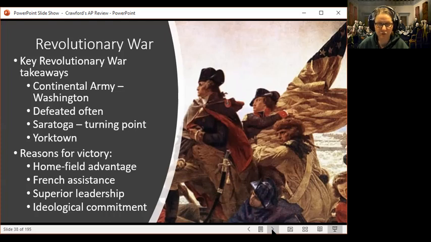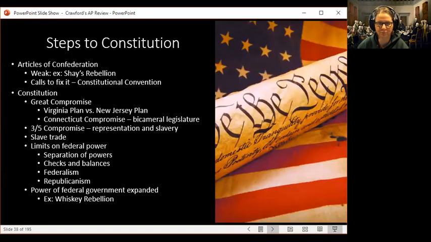Following the Battle of Saratoga, the French jump in and help us. George Washington is an amazing leader, and they have strong beliefs in republicanism and in the ideas of natural rights and consent of the governed. So they have this ideological commitment to this struggle.